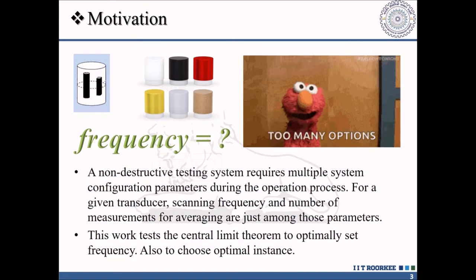Generally, for a non-destructive testing system, there are several configuration parameters that are required to be set optimally to carry out an experiment. These parameters may include frequency, amplitude, energy, intensity, and the distance between the object, emitter, and receiver. And there are several other parameters that depend on the type of system that we are using.